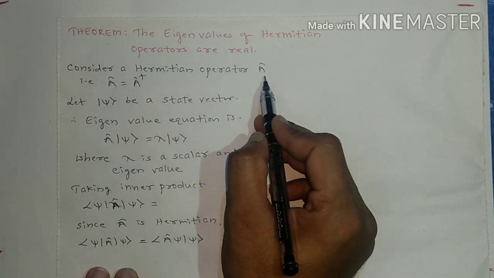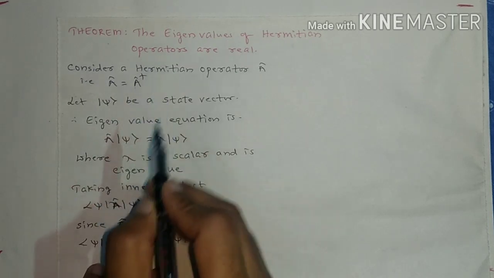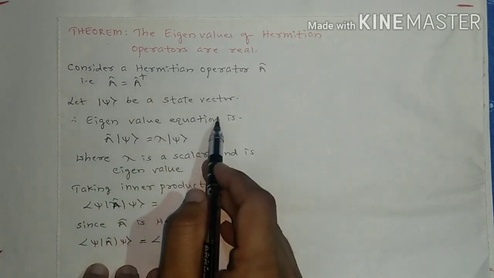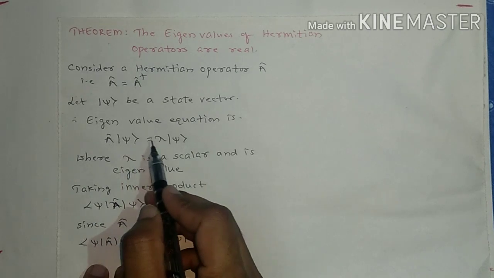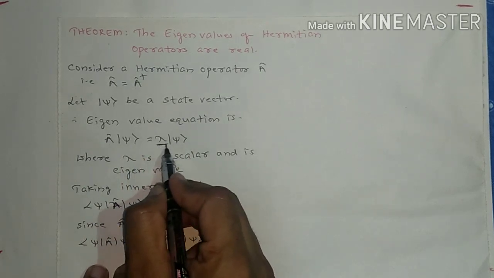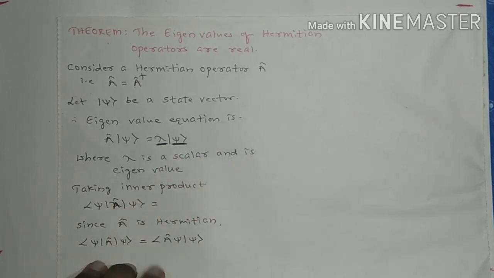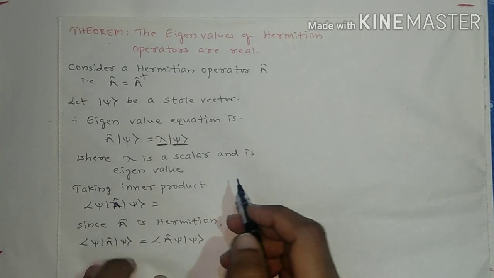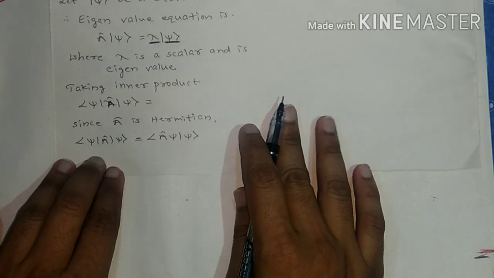Consider a Hermitian operator A. If it is a Hermitian operator, it means A is equal to A dagger. Let ket psi be a state vector, and therefore the eigenvalue equation will be: operator A operating on psi gives us an eigenvalue, say lambda, times the same state vector psi. So this is the eigenvalue equation, where lambda is a scalar and it is the eigenvalue. So let us take this inner product.